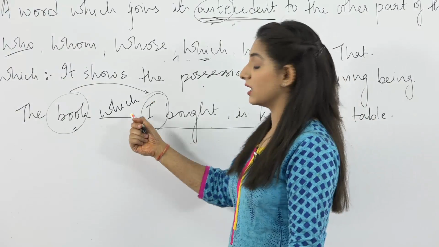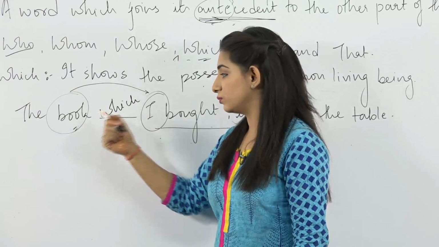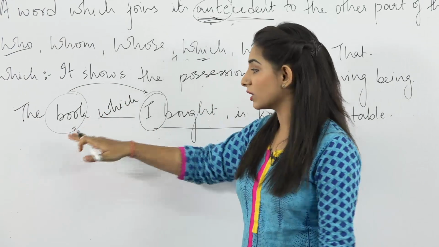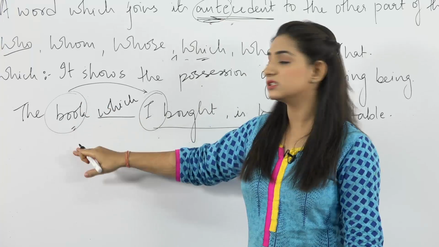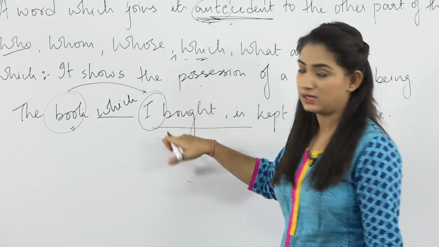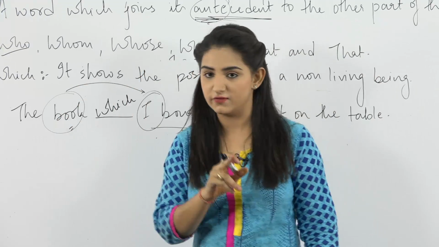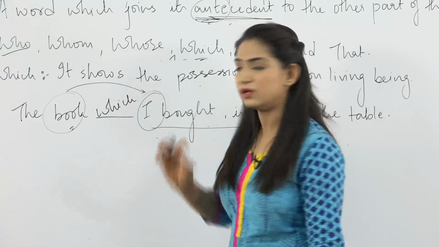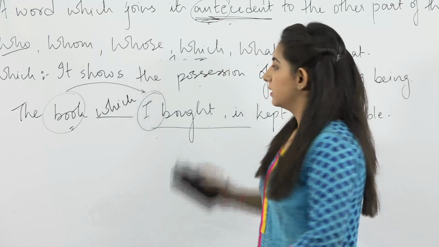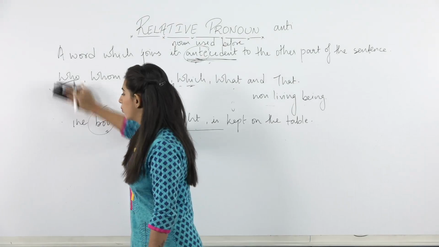हम यहाँ पे क्या कर रहे हैं? बुक के साथ विच का यूज क्यों कर रहे हैं? क्योंकि बुक एक एंटीसीडेंट है और एंटीसीडेंट का पोजेशन दिखाना है आई से, लेकिन एंटीसीडेंट हमारा नॉन लिविंग है. इसी कंडीशन की वजह से हम किसका यूज कर रहे हैं? विच का. Got it? Now next is what.